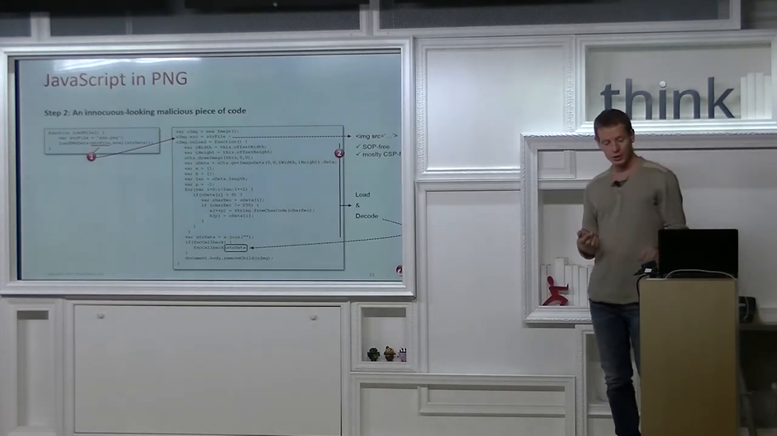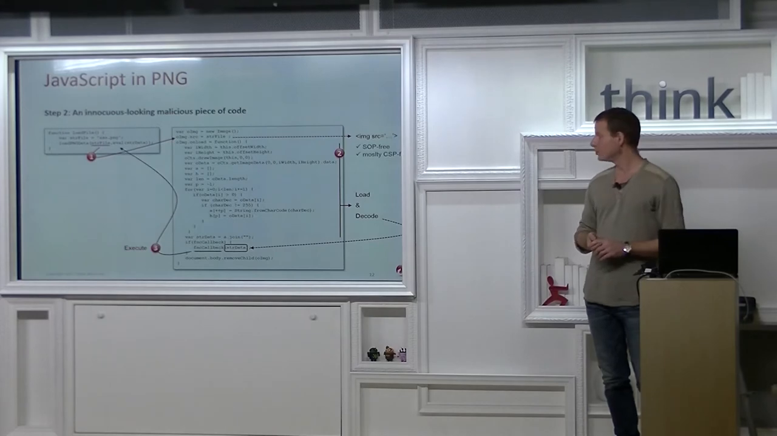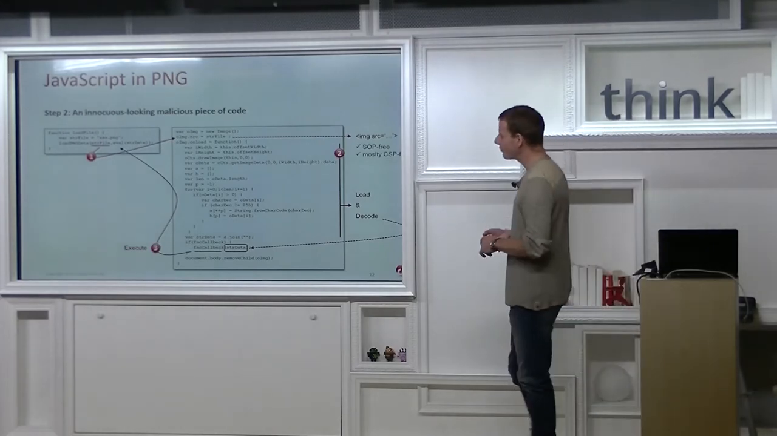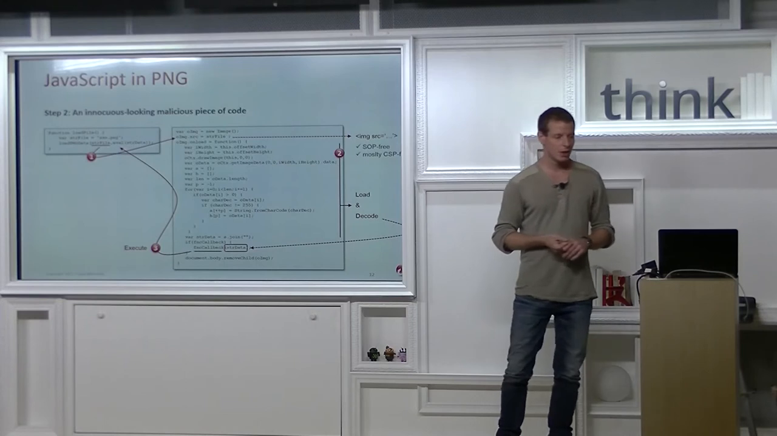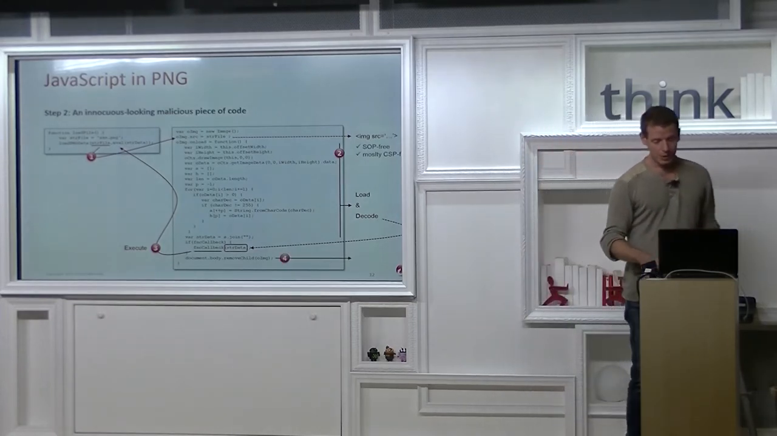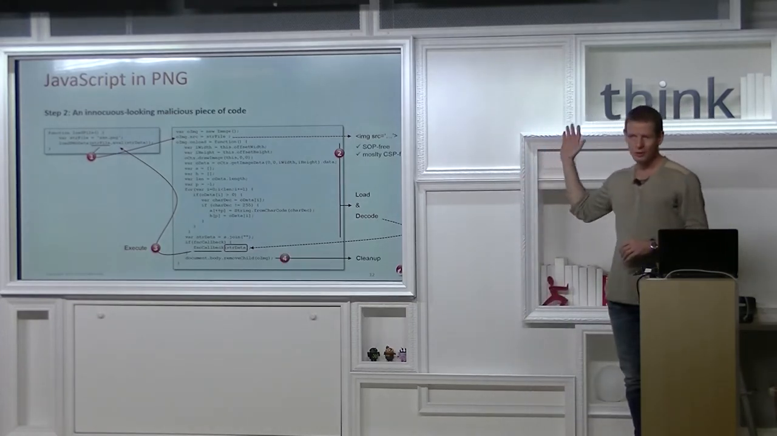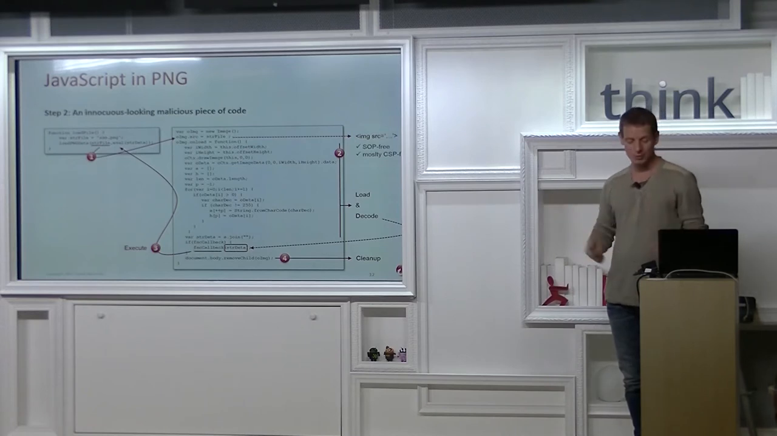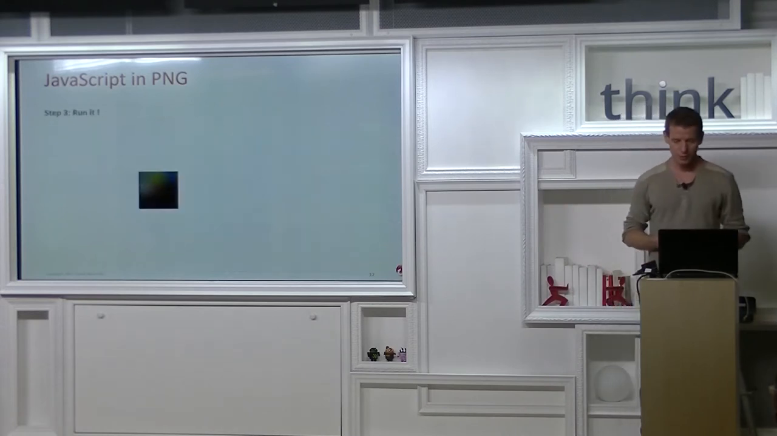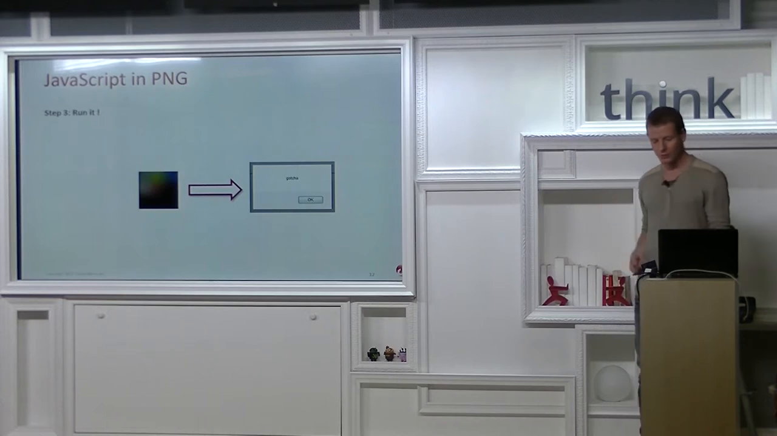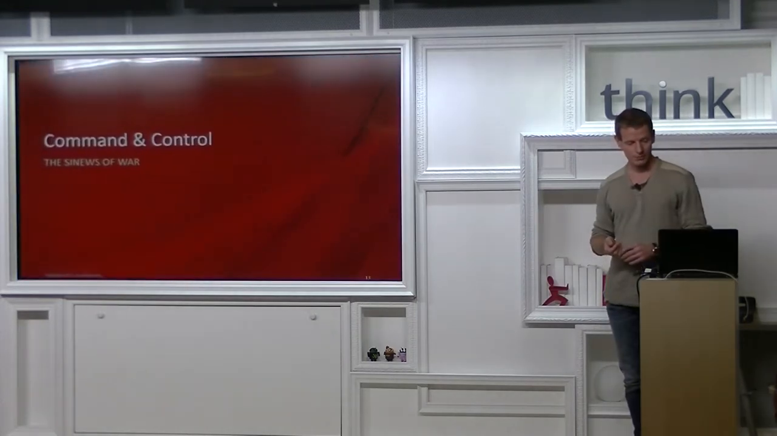You load, you decode, and you execute through the evil eval function that we've got in JavaScript. So very simple. Of course, clean up, so it will not even be visible in the DOM if you want to have a look. And then, of course, it works. It was a pretty simple one.